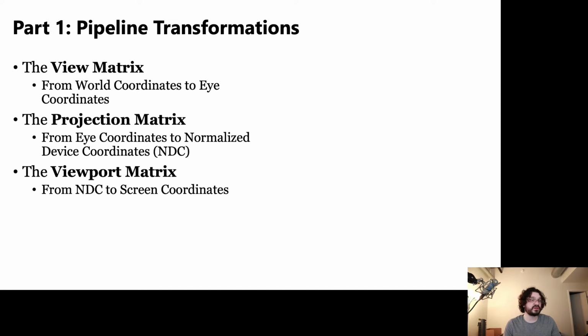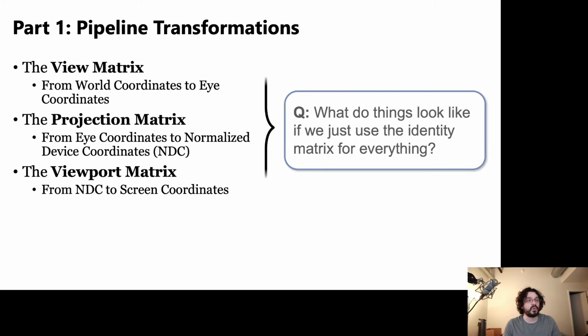So we've got a bunch of different transformations and coordinate systems here, which can get a little bit confusing, and it can make what we're doing here seem a lot more complicated than it is. So before we get into these transformations, let's walk through what the rendering pipeline looks like if we just replace all of this with the identity matrix.